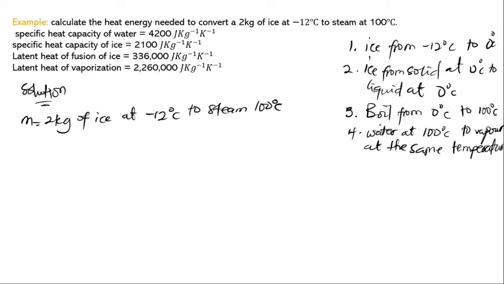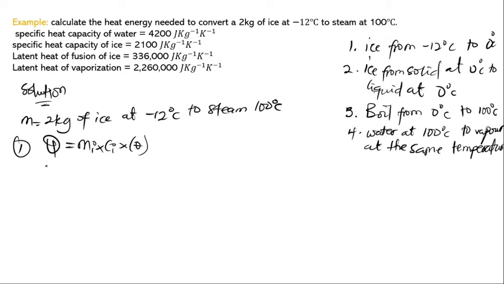All right, sorry about my ugly handwriting. So let's look at the energies involved in the first case. We need to convert the ice from negative 12 degrees Celsius to 0 degrees Celsius. The amount of heat energy required in this case is equal to the mass of ice multiplied by the specific heat capacity of ice, multiplied by the change in temperature.